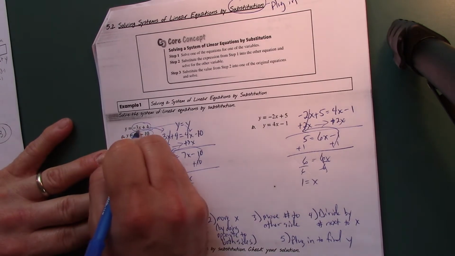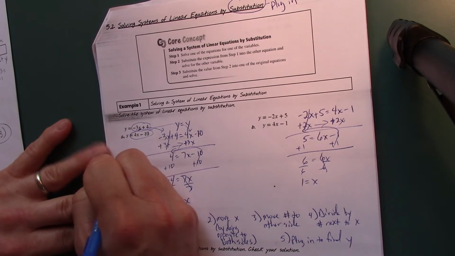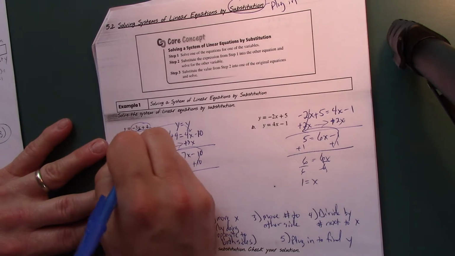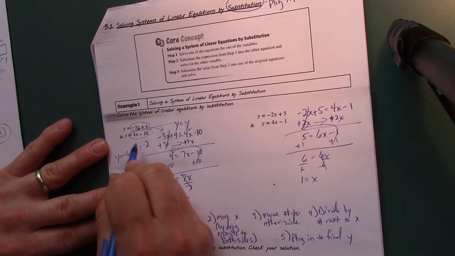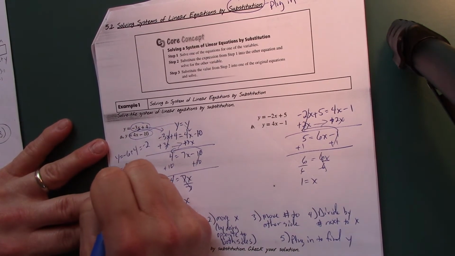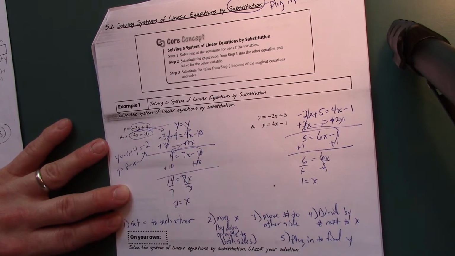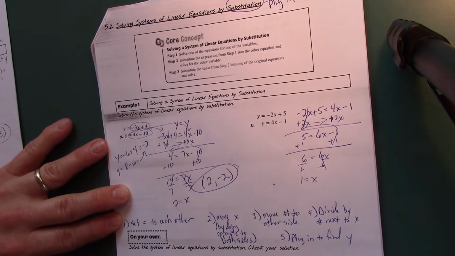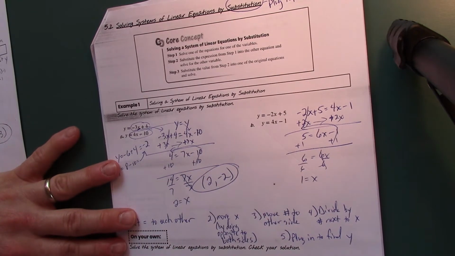So when I plug 2 in, right here for x, I get y equals negative 6 plus 4, because that's what 2 times negative 3 is, and I get negative 2. If I plugged it in here instead, I get y equals 8 minus 10, and guess what? I still get negative 2. So my solution is 2, negative 2, and we're going to write it as a pair of points, just like we did on the previous page.